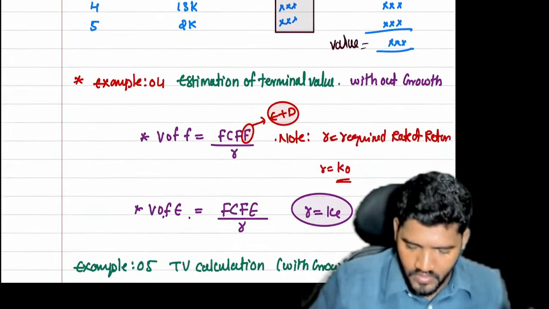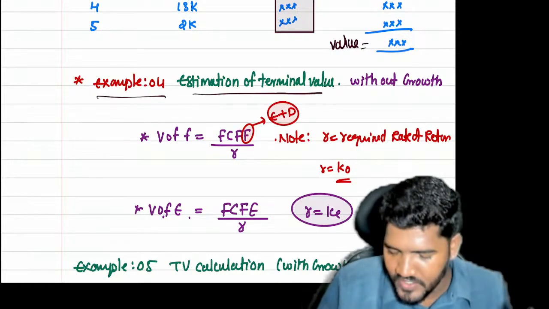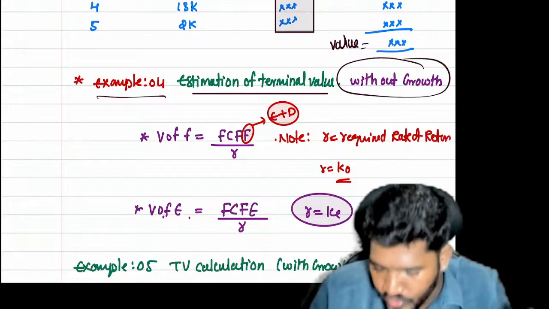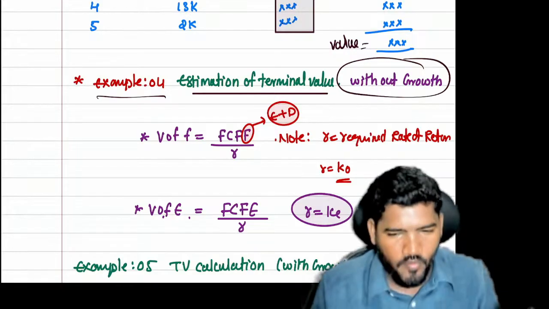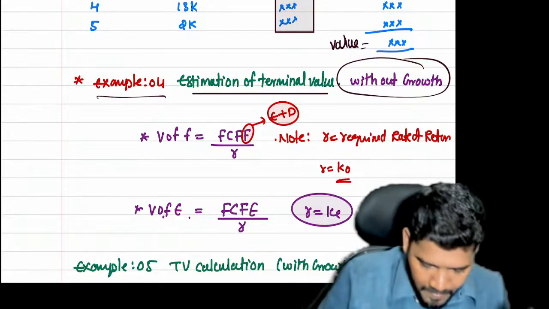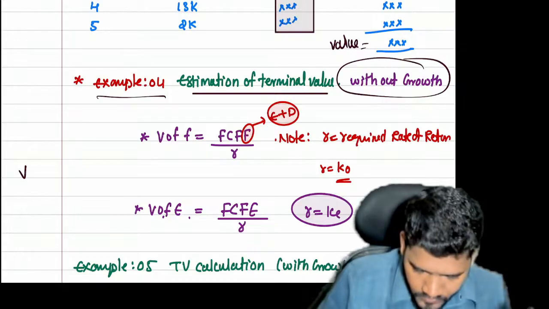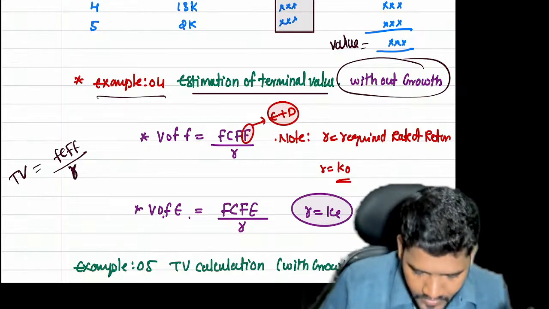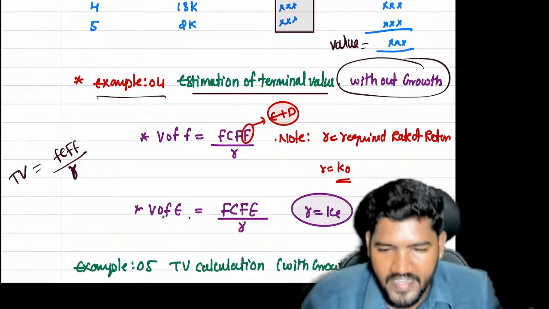Next, an important example: estimation of terminal value, first without growth. Every year you will receive the same amount for perpetual life. So simply, terminal value equals FCFF divided by R, where R is called the required rate of return.